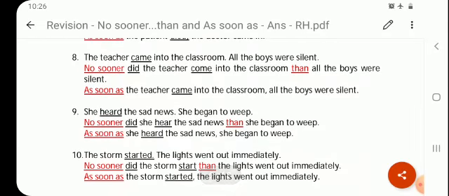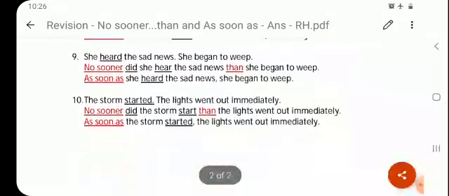Next one, the teacher came into the classroom, all the boys were silent. Came, past tense. No sooner did the teacher come, okay, came will become come, into the classroom, then all the boys were silent. As soon as, remove did, come will become came. As soon as the teacher came into the classroom, all the boys were silent.